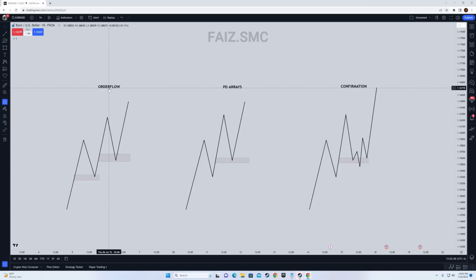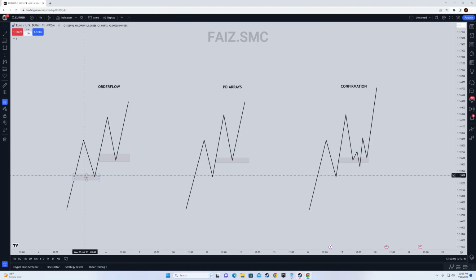So the very first rule of the strategy is that you have to identify the order flow. Okay, this has to be one of the important things when it comes to trading this strategy. Once you identify the order flow, you should be good to go. So what is an order flow?